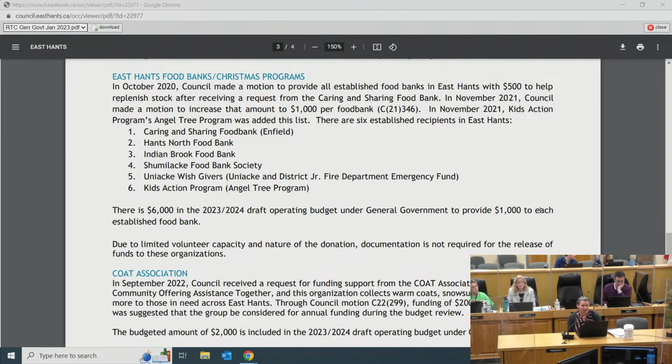So the East Hants Food Banks and Christmas programs, this just started in 2020. Caring and Sharing, Hants North, Indian Brook, Shumalak, Uniac Wish Givers, and then the year after, Kids Action Program was added specifically for their Angel Tree program. So those are the 6 organizations that I was speaking about before. These groups do not submit their letter the same way that the other applicants in the stream do. They just receive their donation, and they're quite grateful. We get a lot of appreciation for this type of funding.